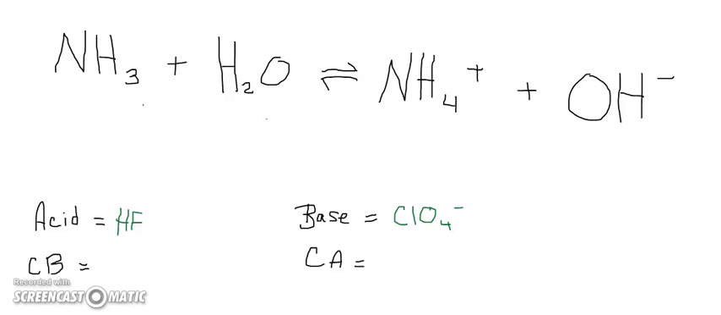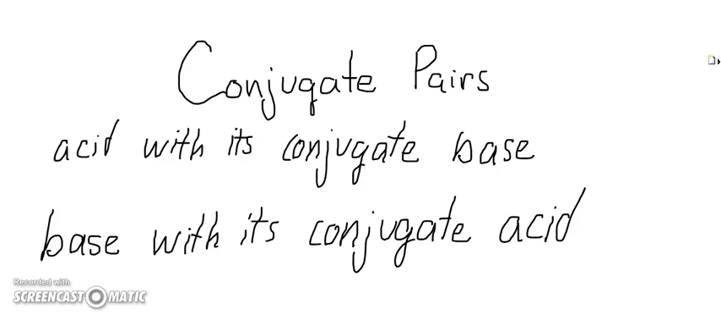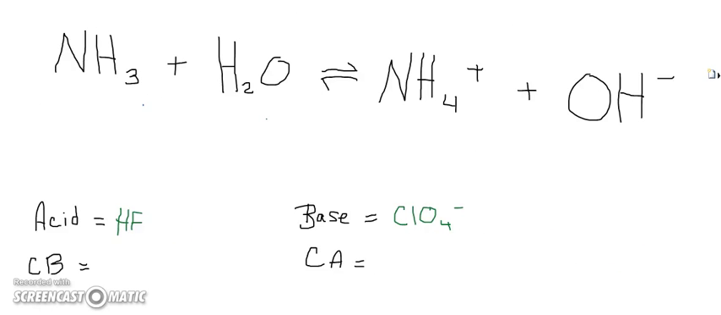Another example problem we have is NH3 + H2O makes NH4+ + OH-. This would be a good time to pause the video and see if you can identify the acids, the bases, the conjugate base, the conjugate acid, and the conjugate pairs.